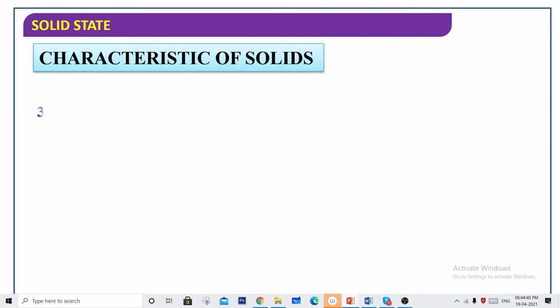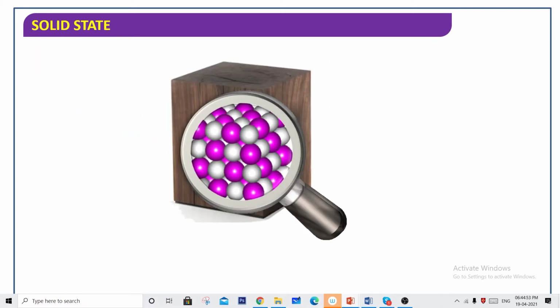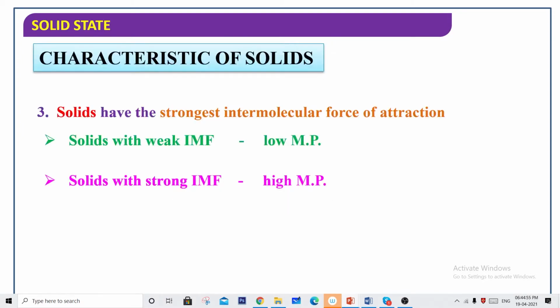Solids have strong intermolecular forces of attraction. Different types of solids have different strengths of intermolecular interaction. Some solids have weak intermolecular forces of attraction, so they have a low melting point. Some solids have strong intermolecular forces of attraction, so they have a high melting point.